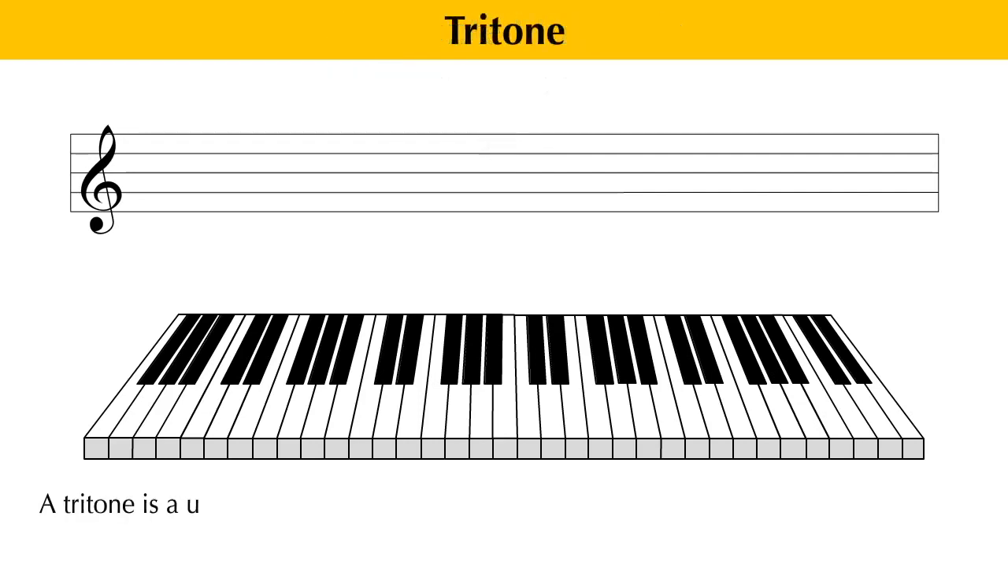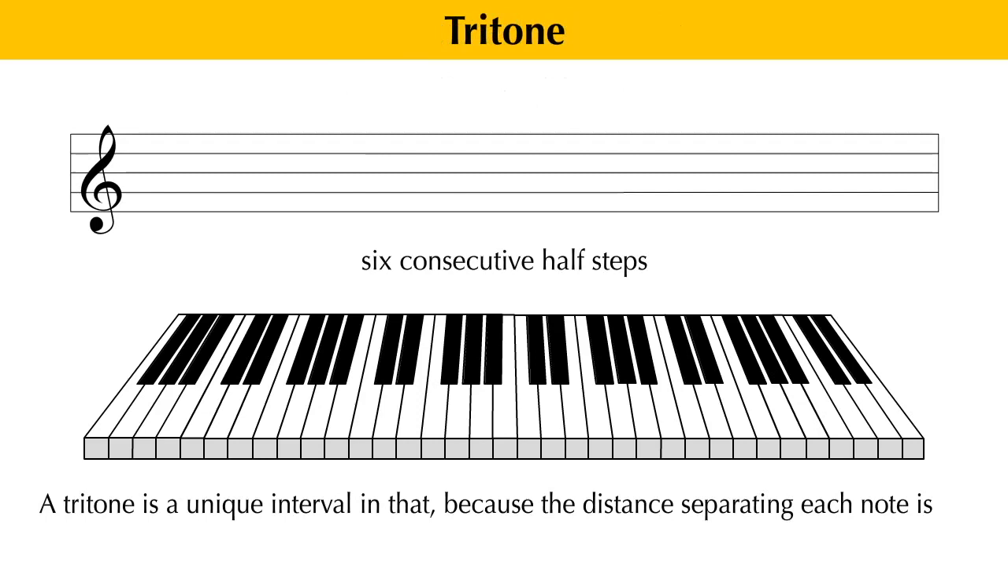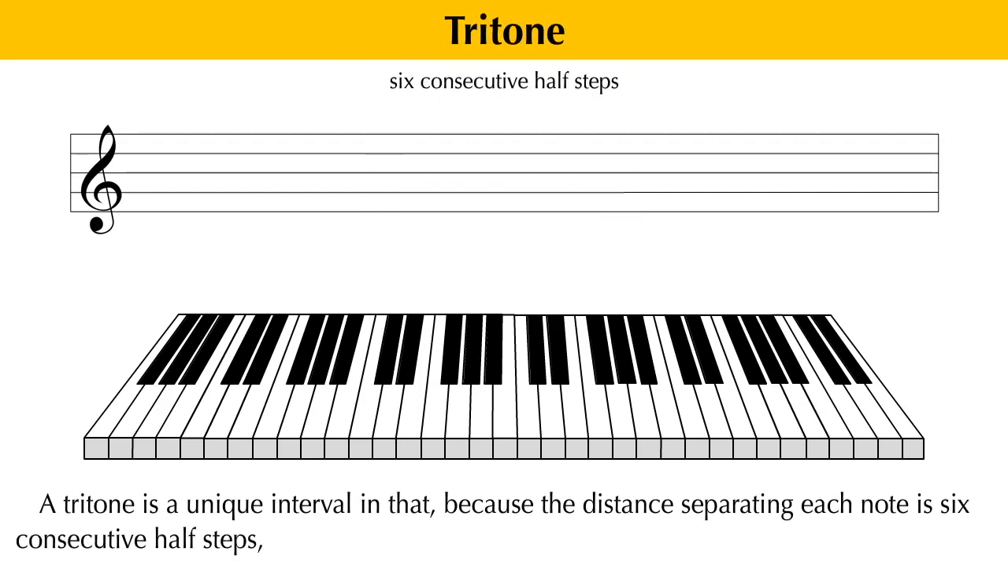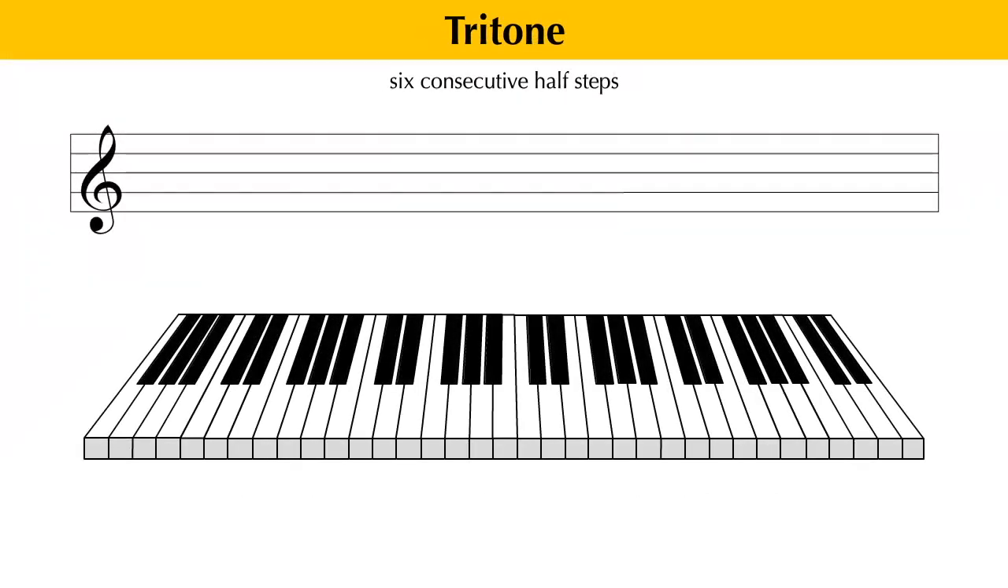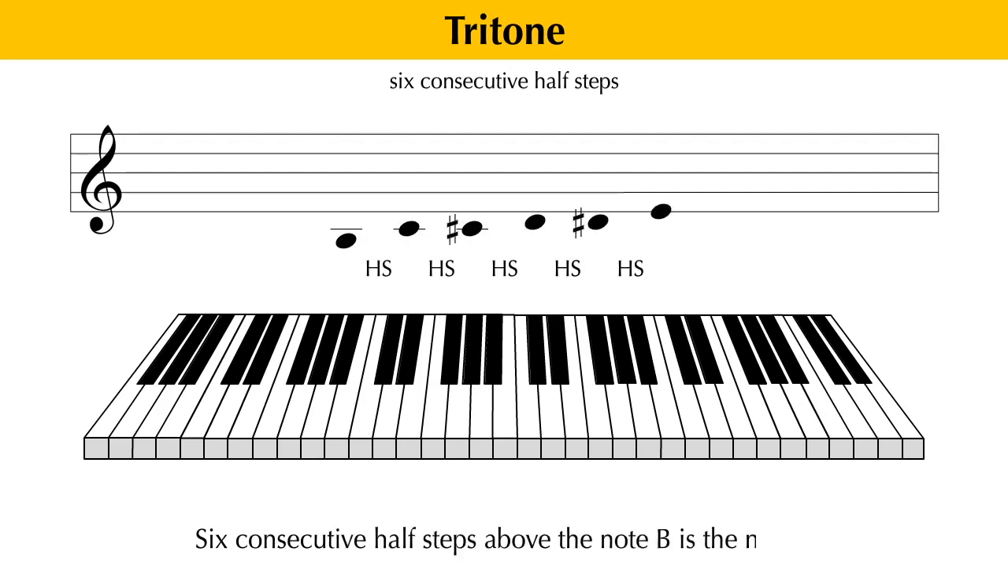A tritone is a unique interval in that because the distance separating each note is 6 consecutive half steps, it is exactly half the amount of steps as a perfect eighth or octave. For example, 6 consecutive half steps above the note B is the note F.